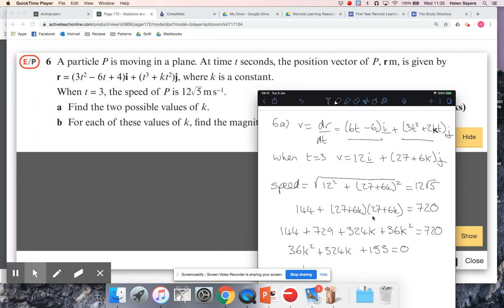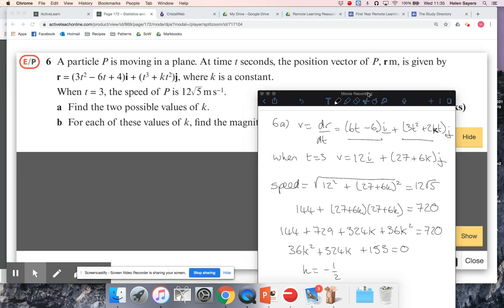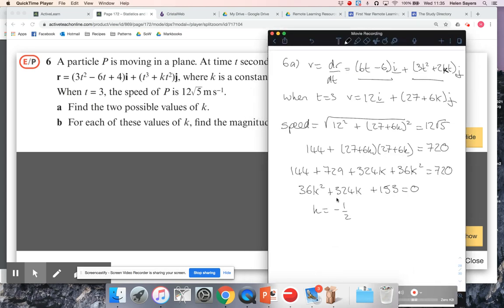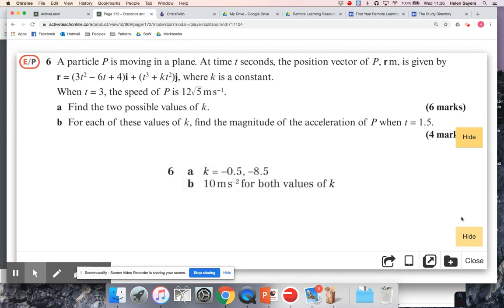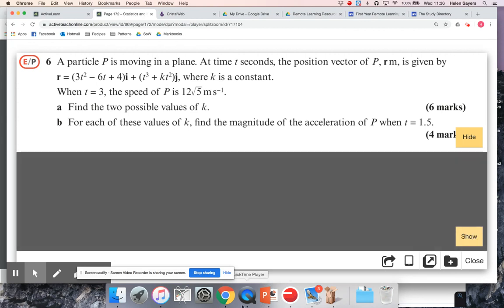I'm getting k is minus a half. Looking at that quadratic, it was going to give me two negative values of k because everything's positive. So k is minus a half and k is minus 17 over 2, or minus 8.5. There's no reason why k couldn't be negative. Let's just double check before we move on.